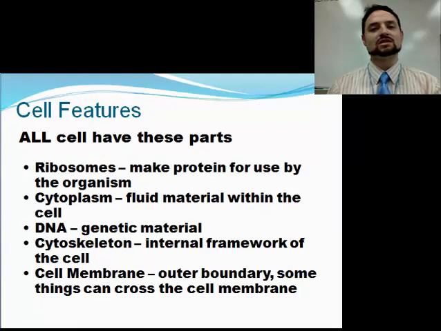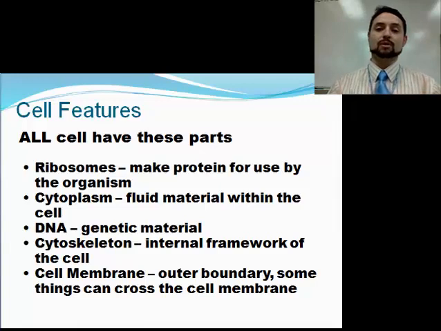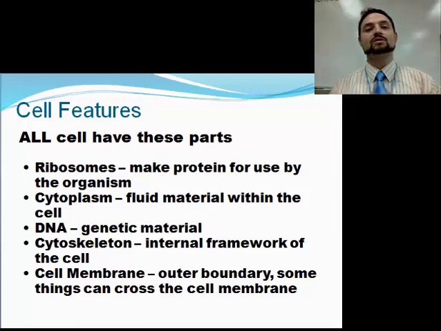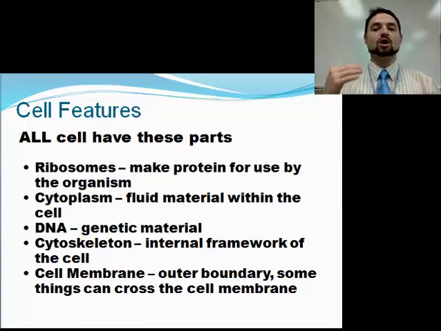So if we're looking at cells, let's identify some things that all cells have, or some parts, I guess, that you could say all cells have. The first is ribosomes. Ribosomes make proteins for use by the organism. So it could be the proteins it's making for that one cell, if it's only a bacterial cell, or it could be a protein that's being used for your multicellular organism. You've got proteins that are made in your brain that aren't used there. They're used down maybe in your digestive tract, or they're used in other parts of your body to cause other things to take place.